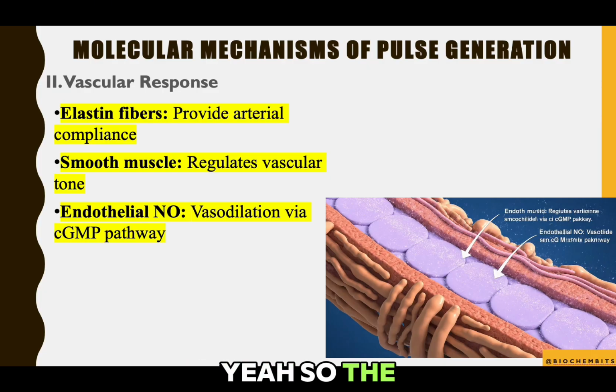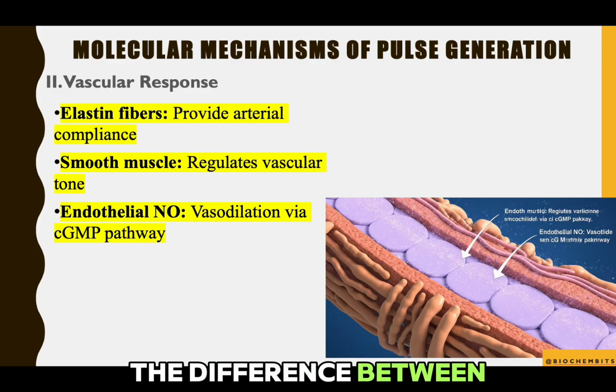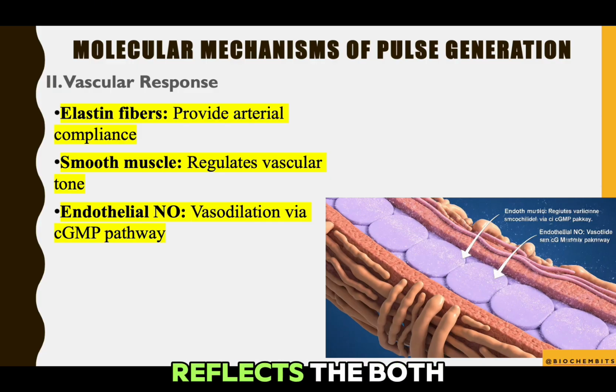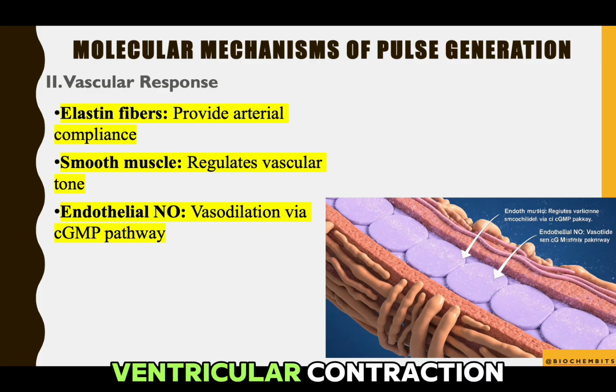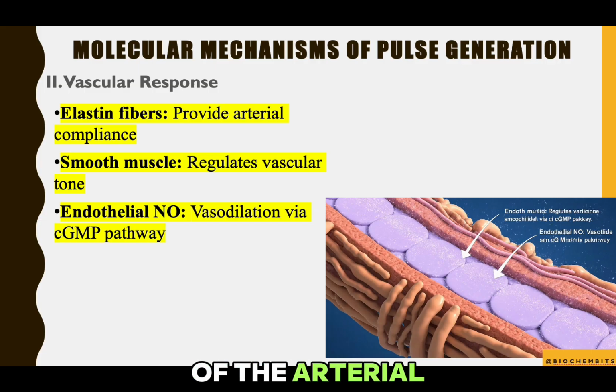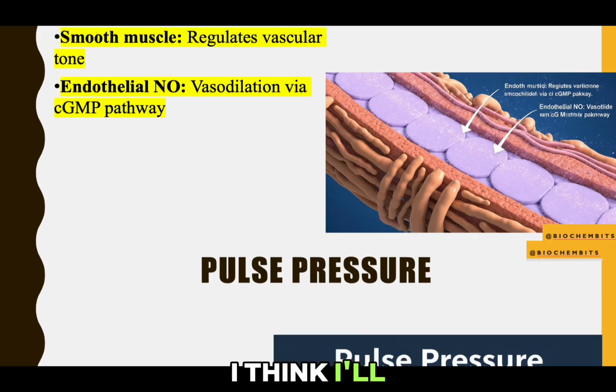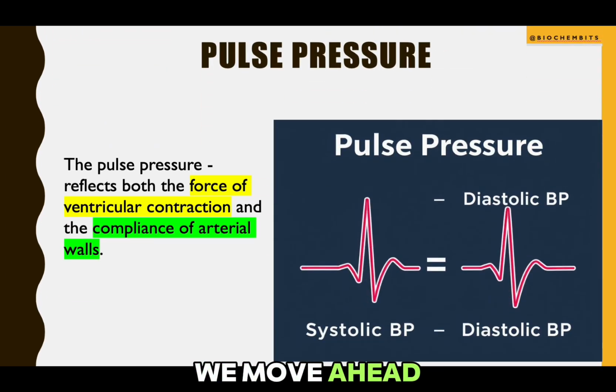So the pulse pressure, which is usually the difference between the systolic and diastolic pressure, reflects both the force of ventricular contraction and the compliance of the arterial wall. And when there is stiffness within the arteries as a result of aging or atherosclerosis, there is an increase in pulse pressure, and it's important that we know some of these things. I think I'll explain better as we move ahead, knowing fully well that the pulse pressure is usually calculated as the systolic blood pressure minus the diastolic blood pressure.